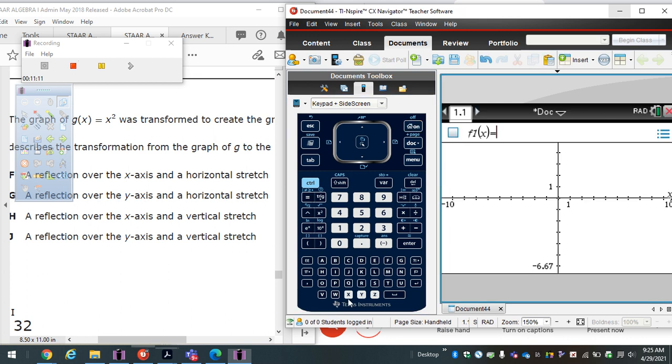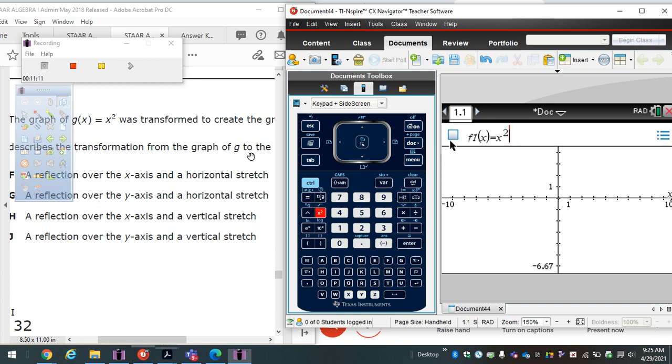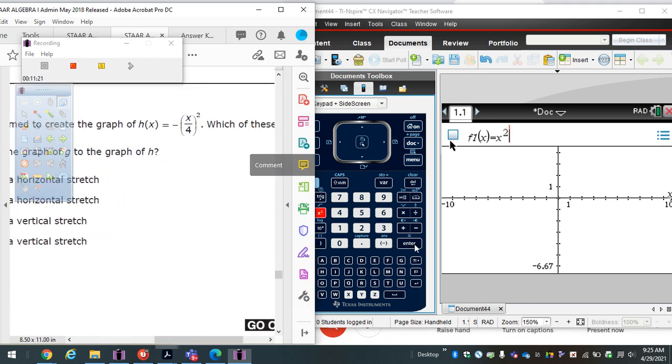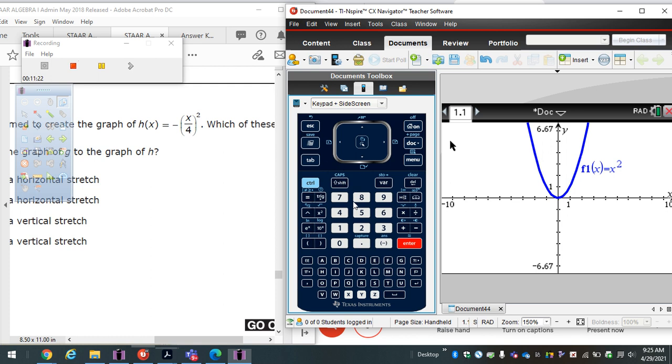Graphs. We're going to graph x squared. It was transformed to make this other one, so I'm going to go to tab.